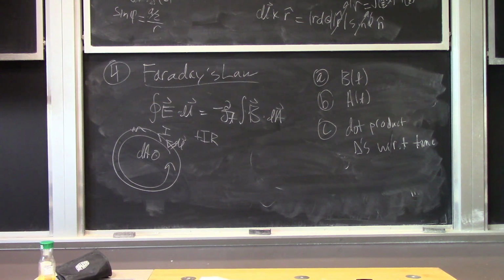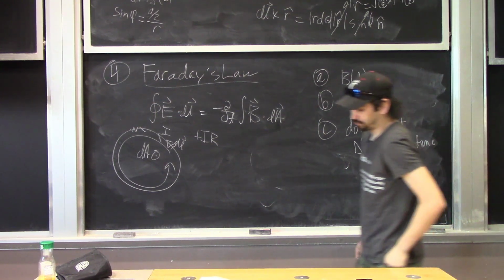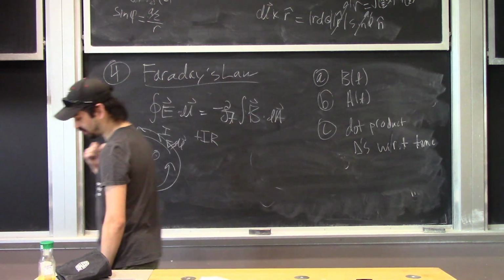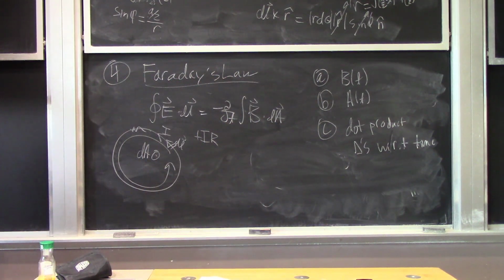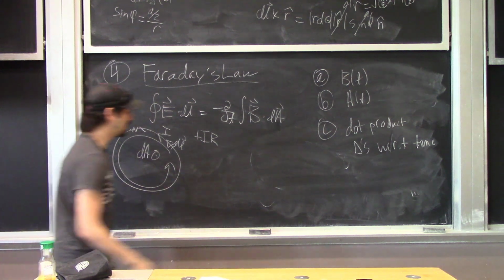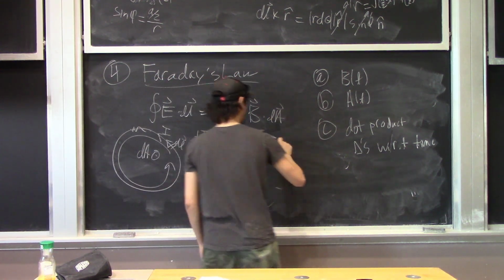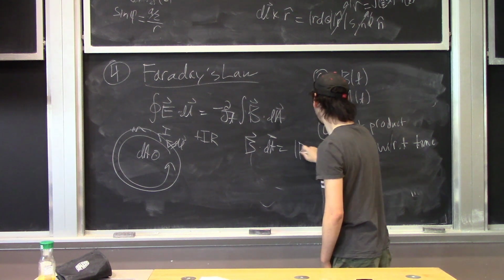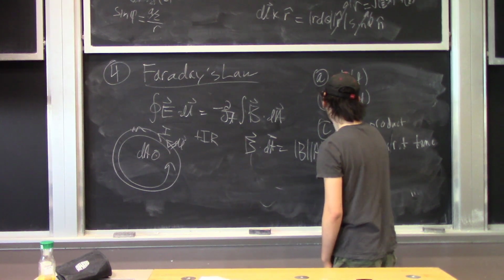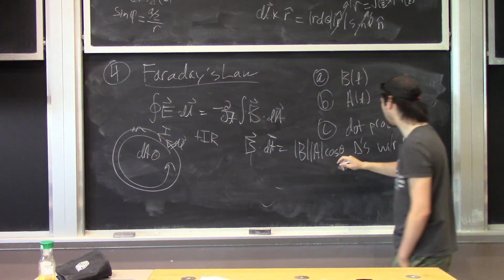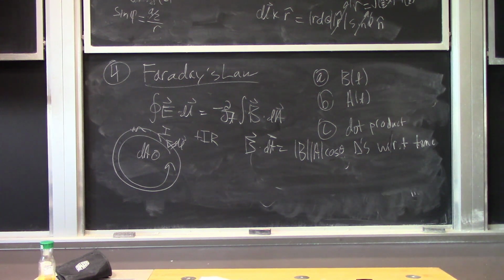Now, the other thing that I'll say is that so far when we've been doing these dot products, we've been doing them in such a way that B dot dA is equal to the magnitude of B times the magnitude of A times cosine of theta, the angle between them. But this isn't the only way that you can define a dot product.